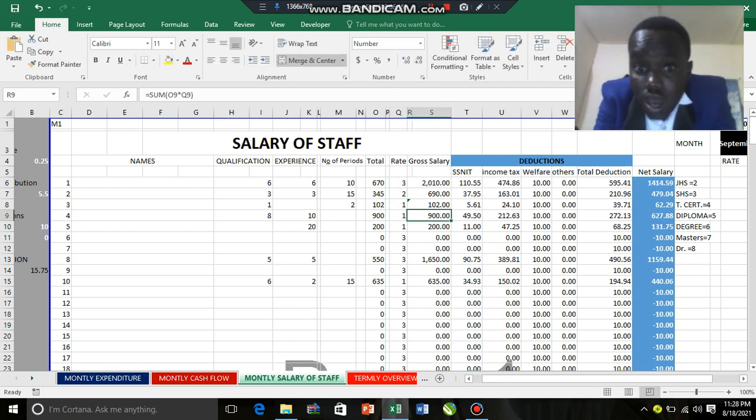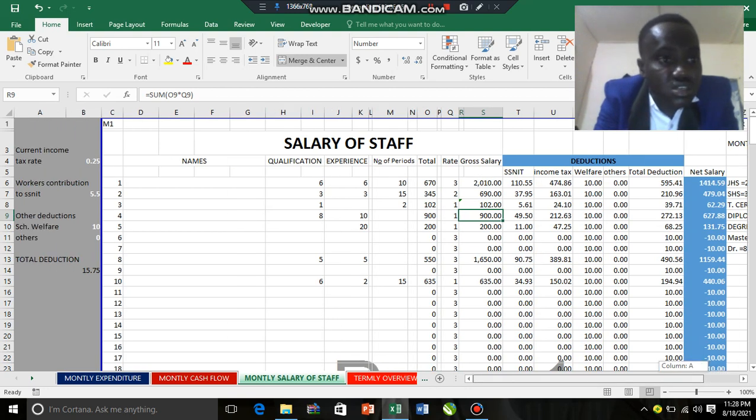So 2 additions, so it becomes 3. Let's watch. His pay goes up to 2,000, and the SNET is calculated automatically. You don't calculate the SNET. What it does is, the current SNET paid by workers is 5.5, so it will do the deduction from your gross salary. What is left, the income tax, which is 0.25, is also deducted.